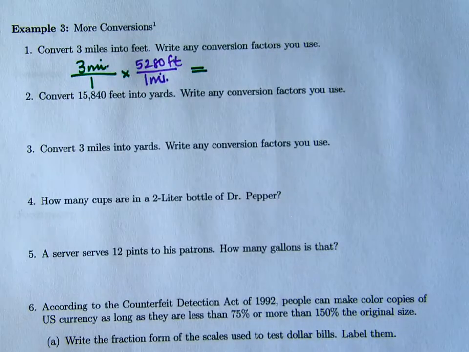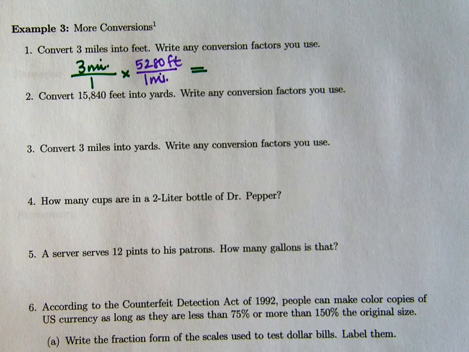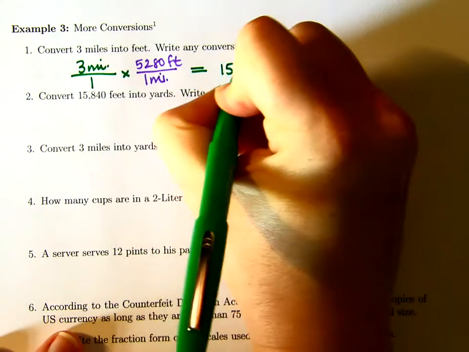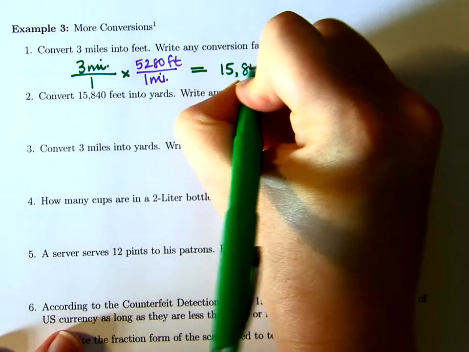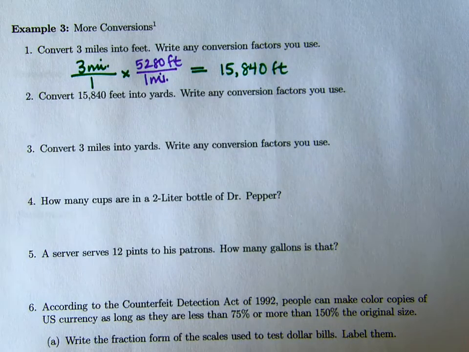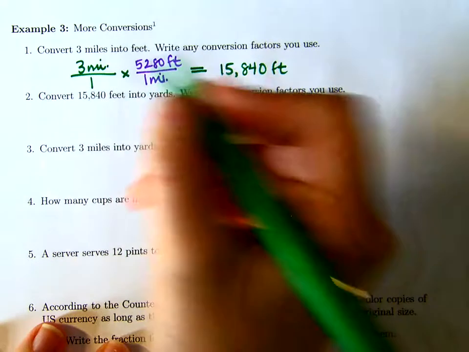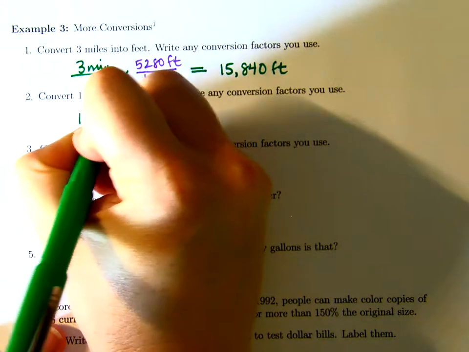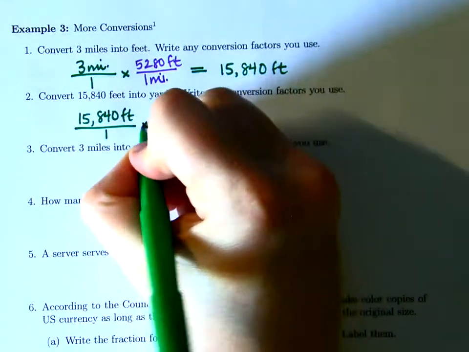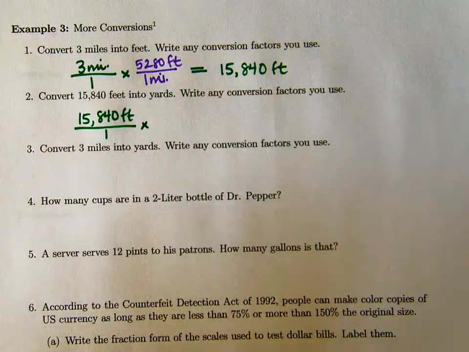If I convert that, it looks like I'm doing 3 times 5,280 to make 15,840 feet. Got it. Convert 15,840 feet into yards. Okie dokie. So now we're starting with that. 15,840 feet is our whole, and into yards.